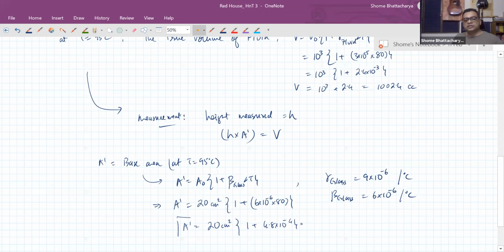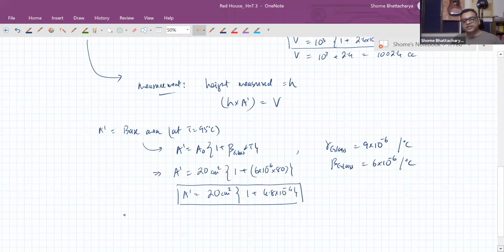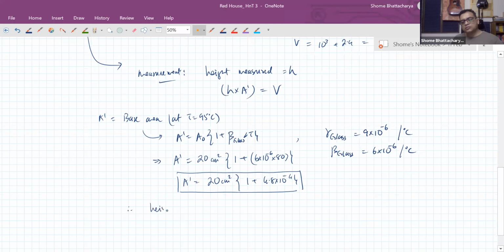This is going to be the base area. So I'm deliberately not doing this calculation fully like this. Okay, so I'm going to use these kinds of values. From this you can see, therefore, the measured height is going to be the true volume divided by the true base area.